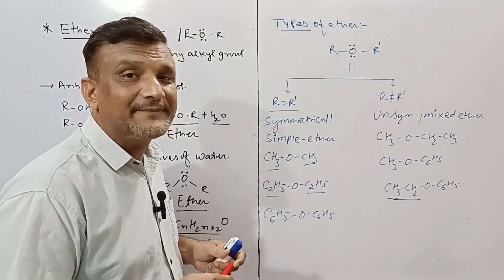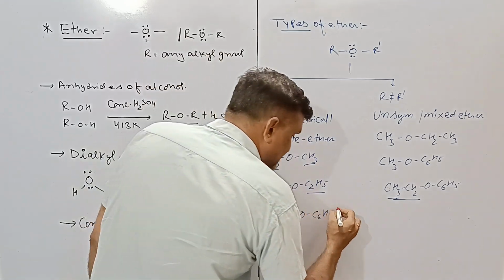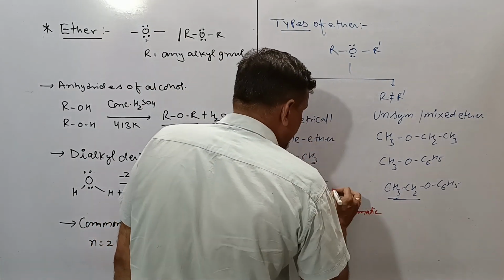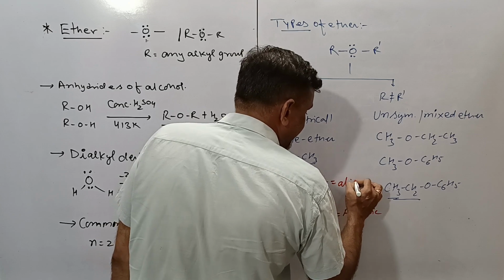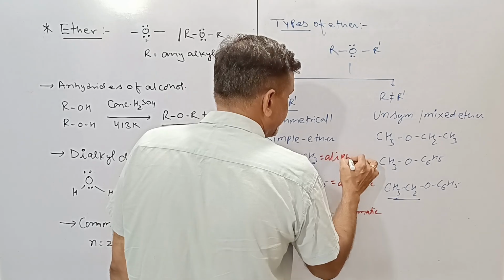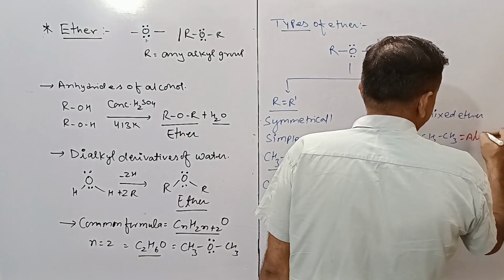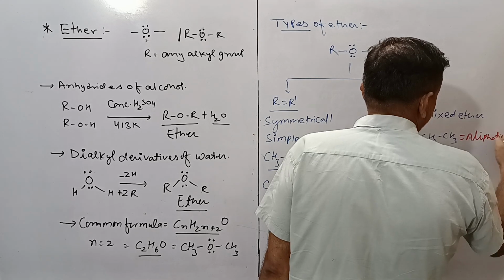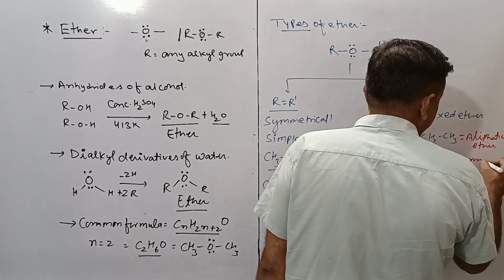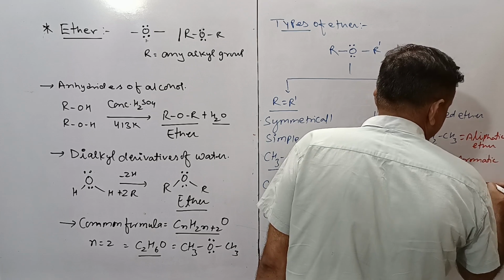If we go further, then in the presence of a benzene ring, these are known as aromatic ether also. This is the aliphatic ether. This is the aliphatic ether. This is also aliphatic ether. This is the aromatic ether. Again, this is the aromatic ether also.